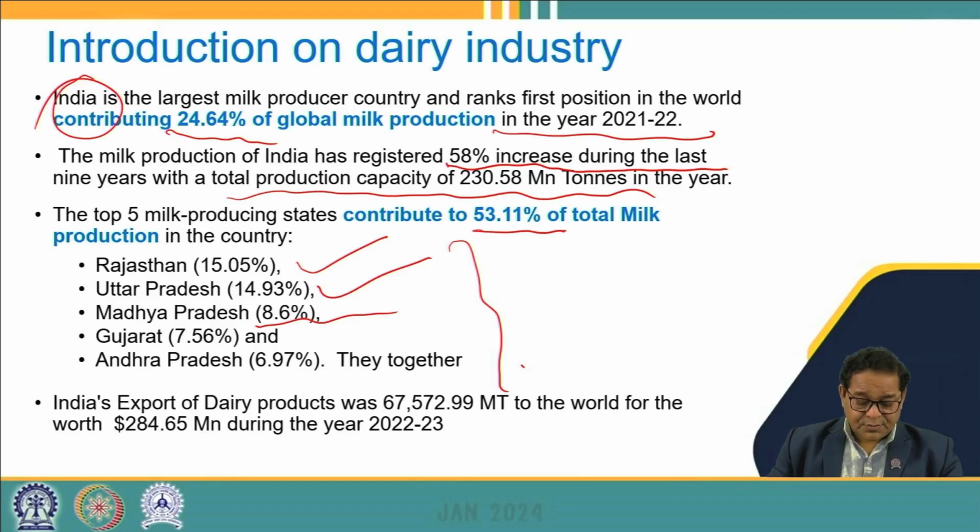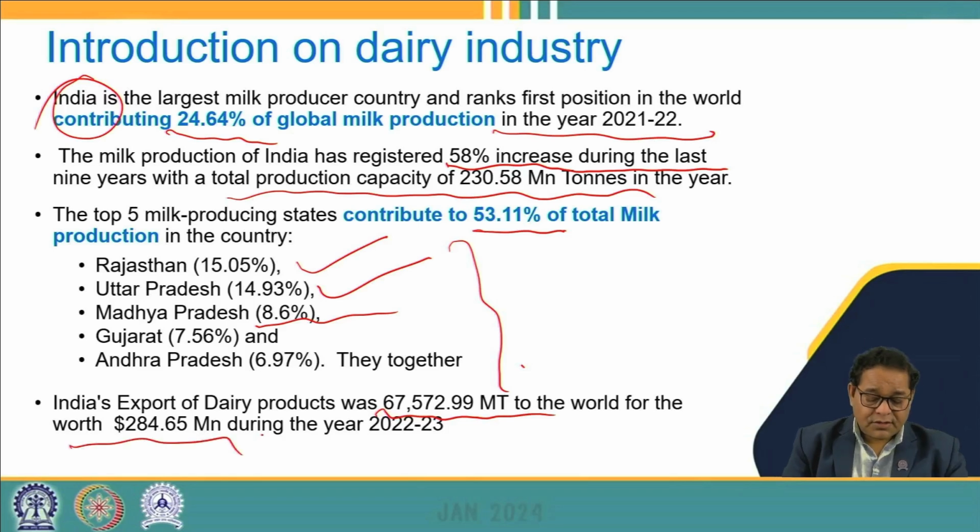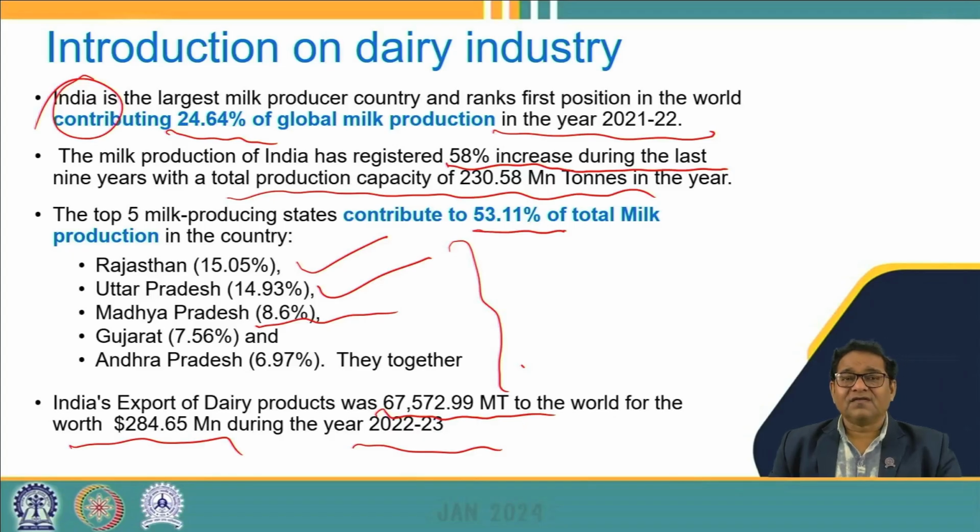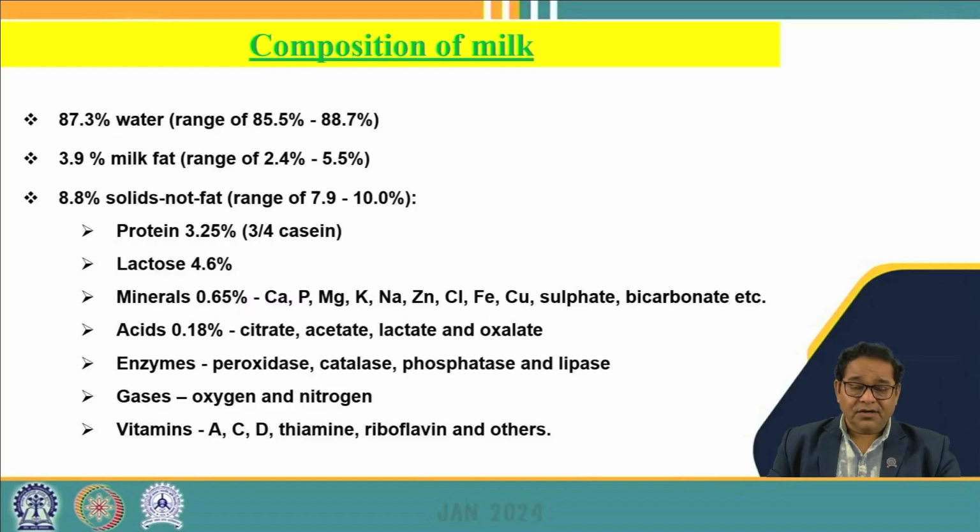And in terms of exports also, India is exporting a lot of dairy products, to the tune of around 67,572.99 million ton to the world for a total worth of $284.65 million, and this is as per the data of 2022-23. So this is the basic introduction about the dairy products, the industries, its growth, and the contribution of different states in the total production of dairy products.